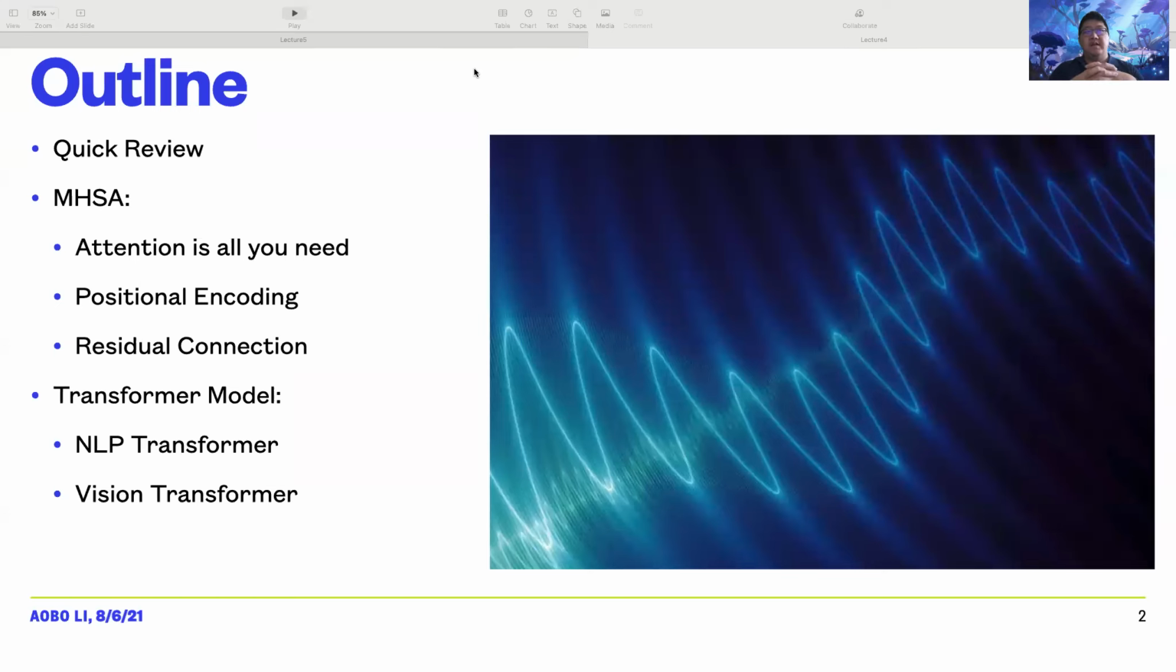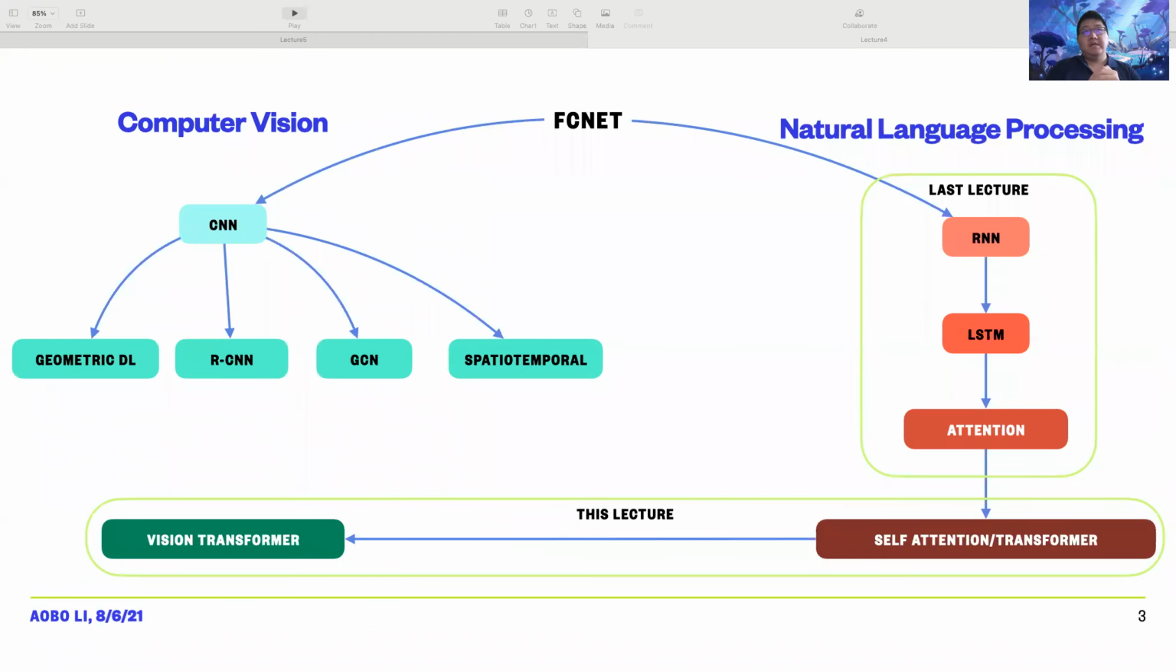So we will first have a quick review on the attention mechanism, and then we will talk about what we call the multi-head self-attention. And lastly, we will use these tools to form the transformer model that I would like to mainly discuss today. Okay, so here is kind of like a development flow chart of machine learning algorithms.